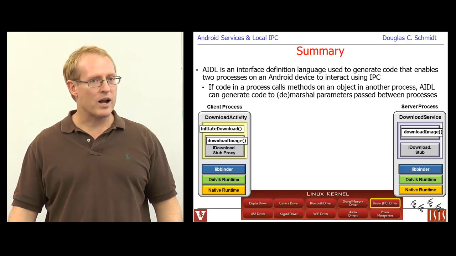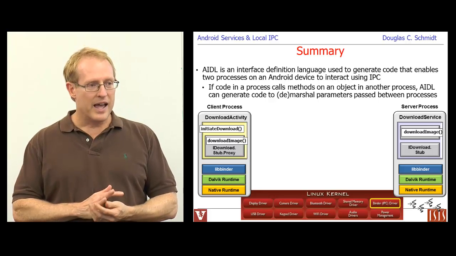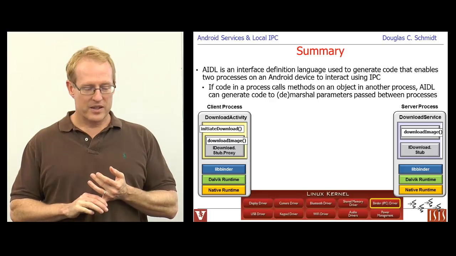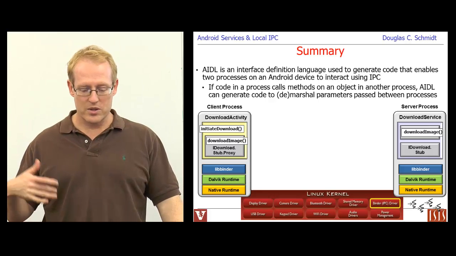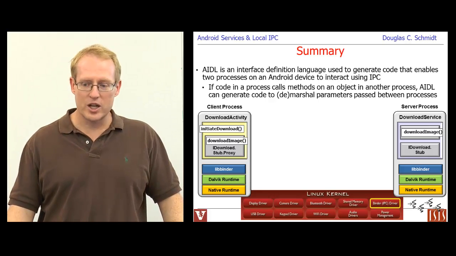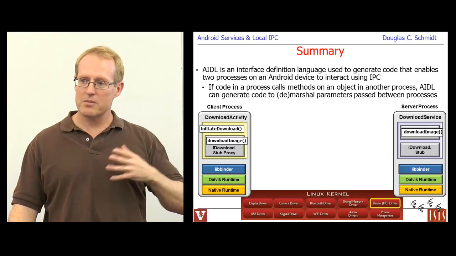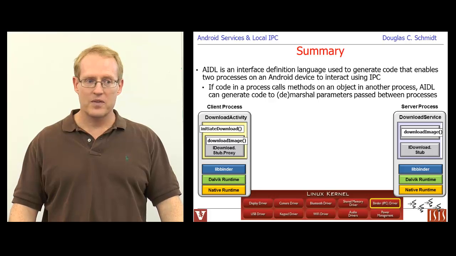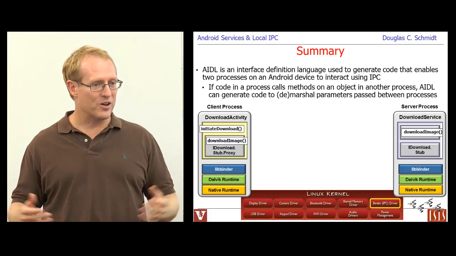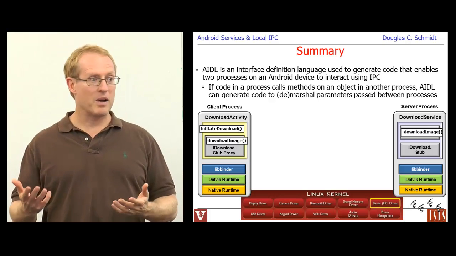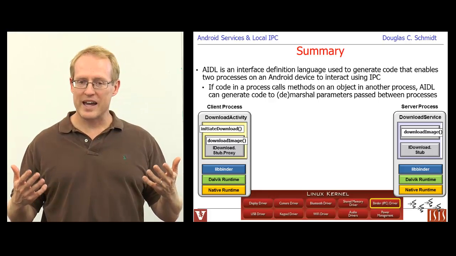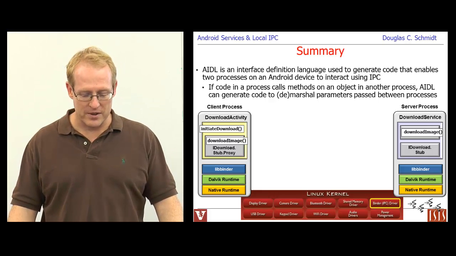Okay, so to summarize this particular discussion, AIDL is the interface definition language that we use, and Android uses it to generate code, and this code allows us to have multiple processes communicating back and forth on the same piece of physical hardware, the device. Keep in mind again that there's no reason to be limited to that in general. That's just the way that Android does it.